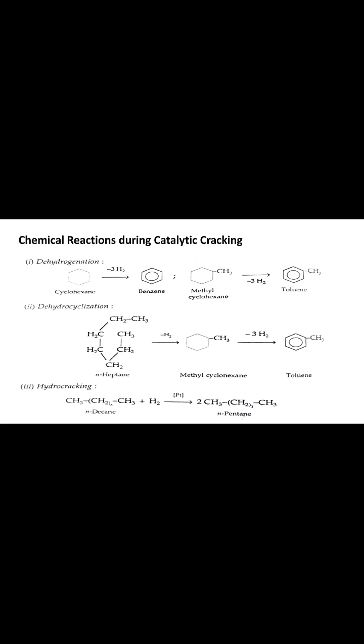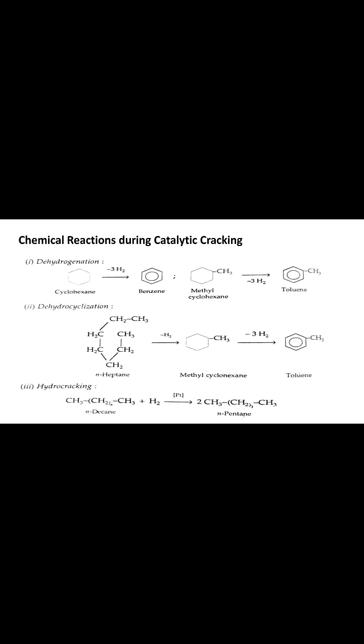The second type of chemical reaction is dehydrocyclization, that is, n-heptane on dehydrogenation gives a cyclic hydrocarbon which on dehydrogenation gives an aromatic compound. n-Heptane gives methyl cyclohexane. Finally, on dehydrogenation it gives toluene.